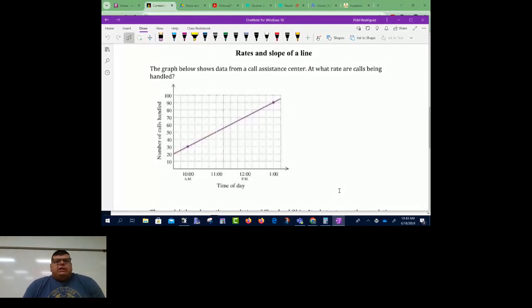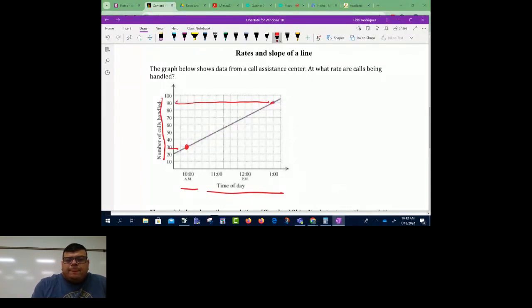So, y'all, if I look at this problem, it says the graph below shows data from a call assistance center. At what rate are calls being handled? If I look at this, these numbers are the number of calls that we've received. This is the time of day. It looks like at 10 a.m., we had 30 calls, and at 1 o'clock, we've had 90 calls. From 30 to 90, how many additional calls did we get?